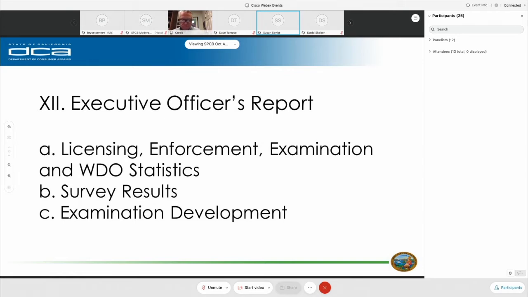Other personnel-related matters, we currently have one vacancy, and that's for our half-time office assistant position, who is the receptionist at the front counter. We also have filled that position, and that employee is going to be starting on November 2nd.